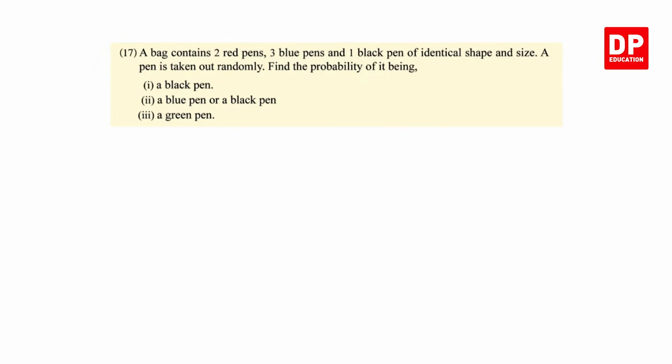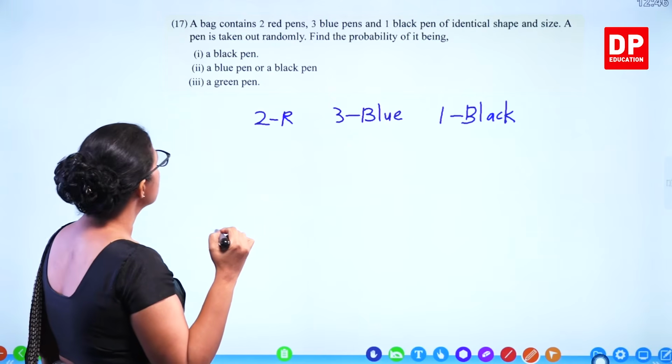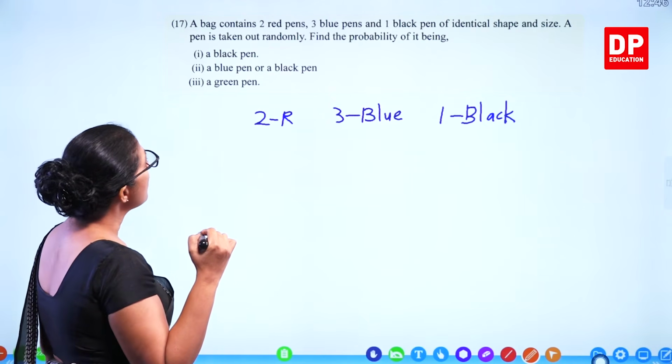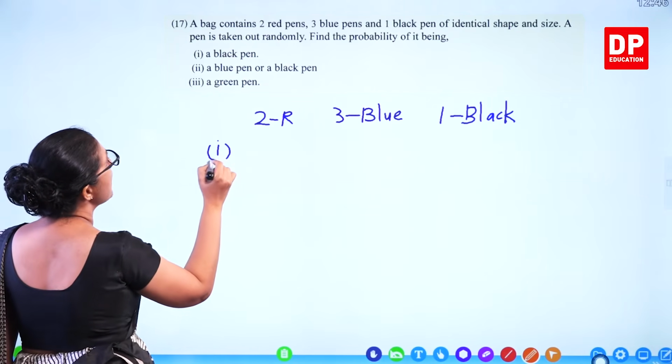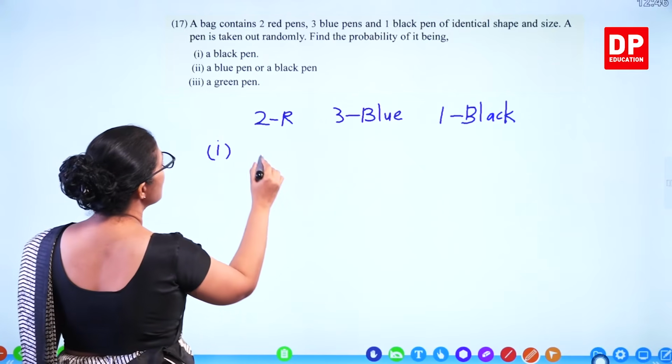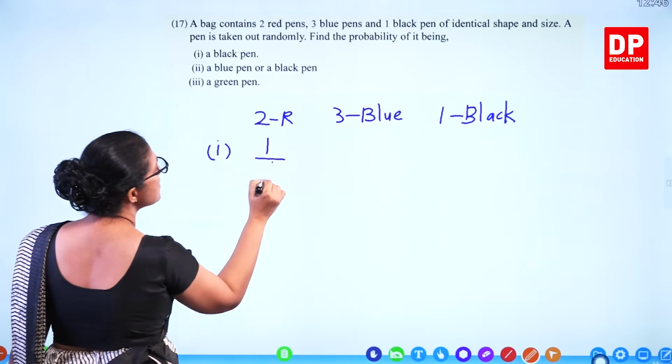A bag contains 2 red pens, 3 blue pens and 1 black pen of identical shapes and size. A pen is taken out randomly. Find the probability of it being a black pen. So that's 1 out of 2 plus 3, 5. 5 plus 1, 6.